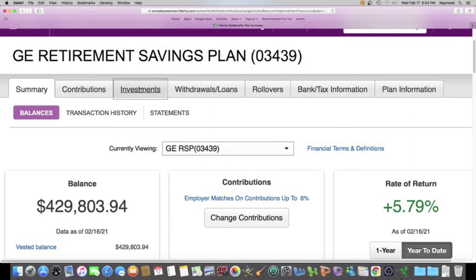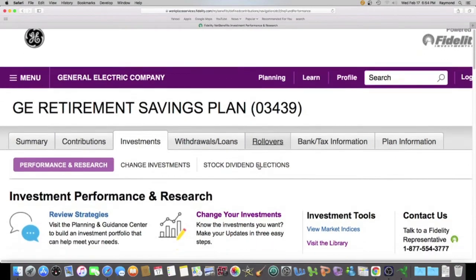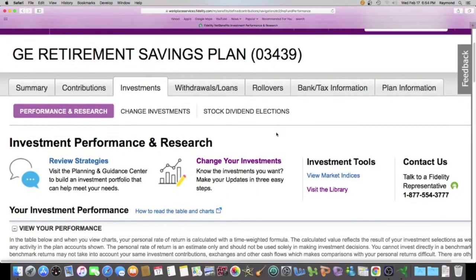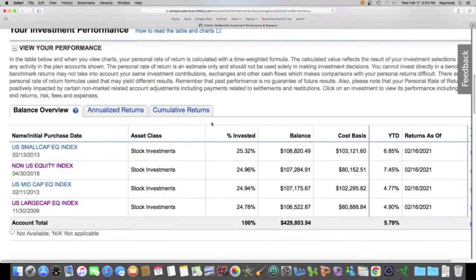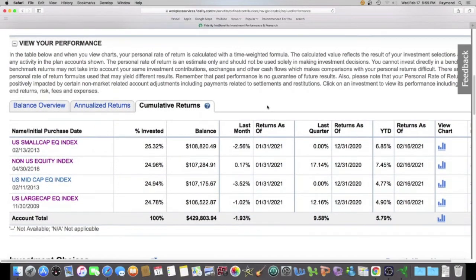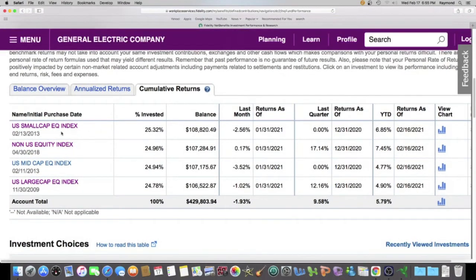Let's check out investments. So I just want to show you guys what I'm invested in. And whenever we click on investments, we always want to click on this tab here, Cumulative Returns. And these are the 4 funds I'm in. They're all index funds and they're all stock funds. And this is the column we like to look at, year to date. And it's telling you based on yesterday's date how much I'm up from January 1st until February 16th.